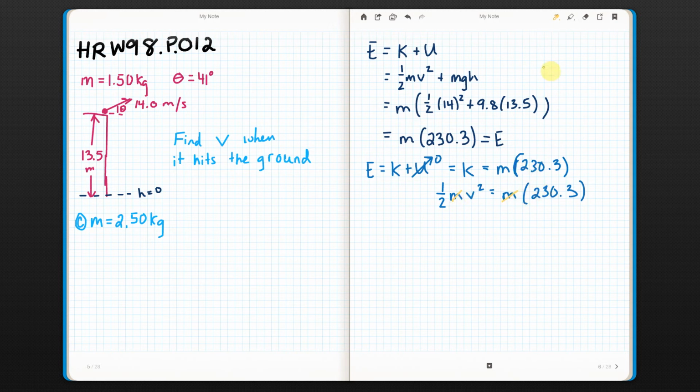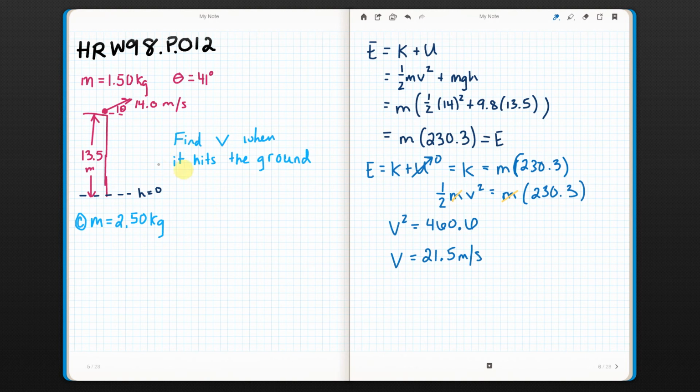I don't care about them anymore. So if I solve for v now, I can multiply both sides by 2. So I get v squared equals 460.6. Then v equals the square root of that, which is 21.5 meters per second. All right, that was part A.